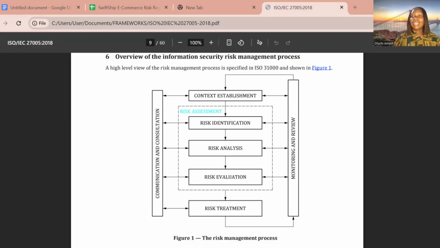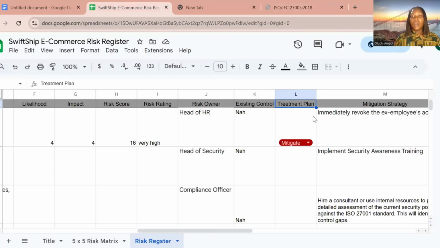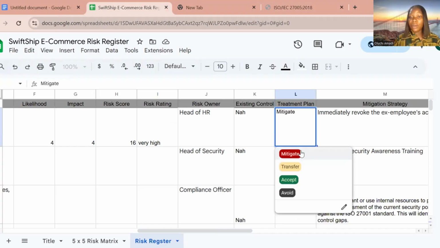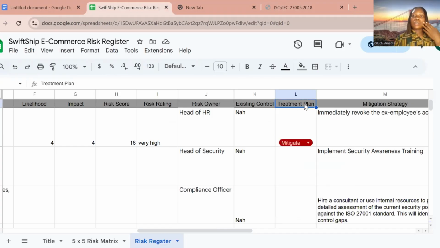That is the one that gets us to the treatment plan. We have four treatment plans: if we are to accept the risk, avoid the risk, transfer the risk, or mitigate the risk. This is the treatment plan: avoid, accept, transfer, or mitigate the risk. So that is where these treatment plans come in.